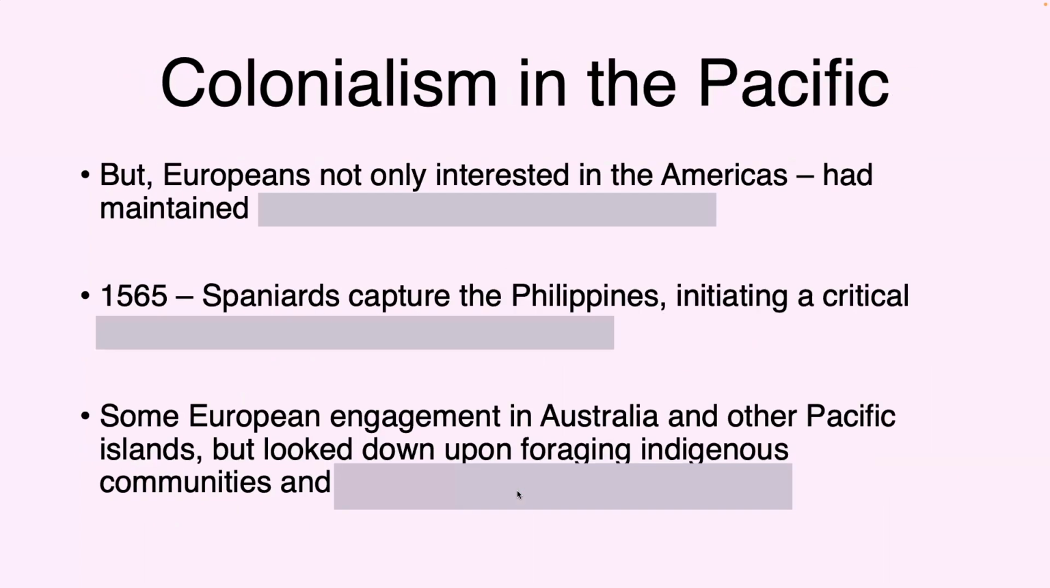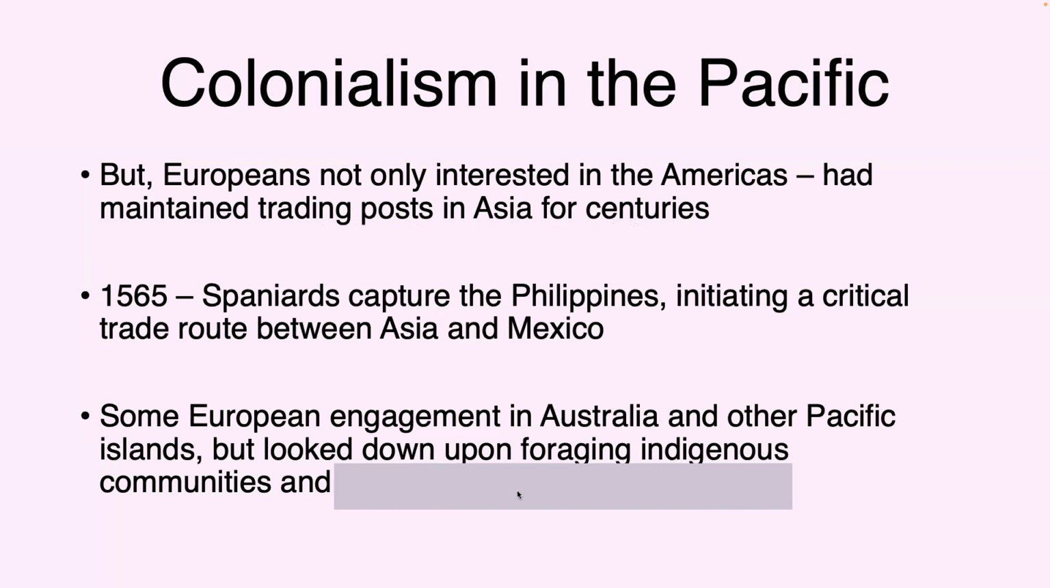So although Europeans have established control over the Americas with these new American colonies, they're not interested in just staying there, right? They had maintained trading posts in Asia for centuries. So in 1565, the Spaniards capture the Philippines, initiating a critical trade route between Asia and Mexico.